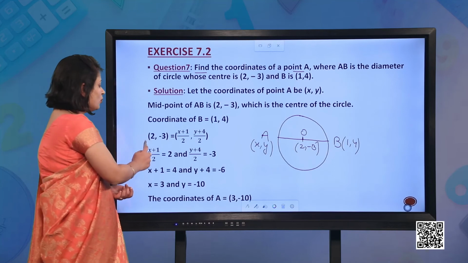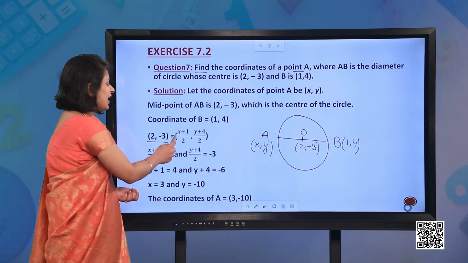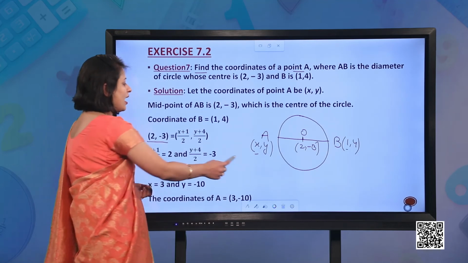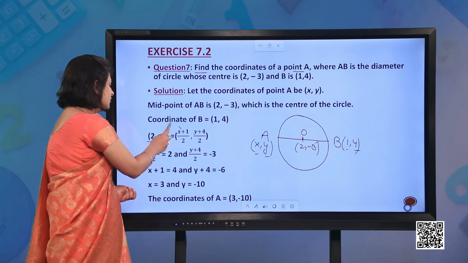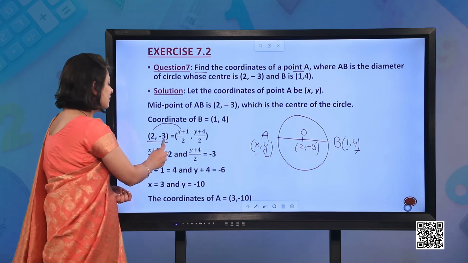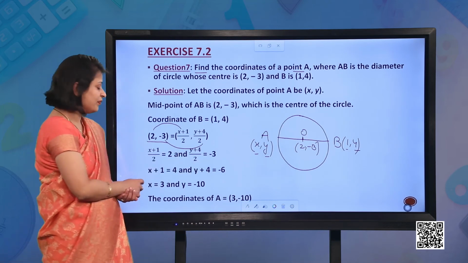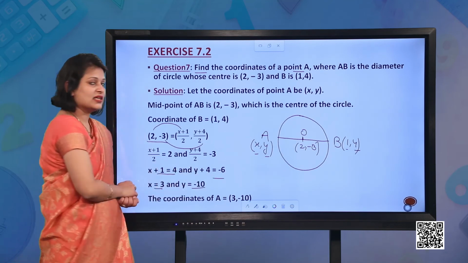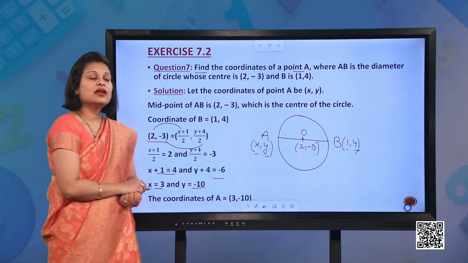So (2, -3) is equal to, by using the midpoint section formula, (x plus 1) divided by 2 and (y plus 4) divided by 2. Now simply take the x coordinates. (x plus 1) divided by 2 is equal to 2, and by taking the y coordinates, (y plus 4) divided by 2 is equal to -3. Solve for x. You will get x as 3 and y as -10. So the coordinates of point A are (3, -10).